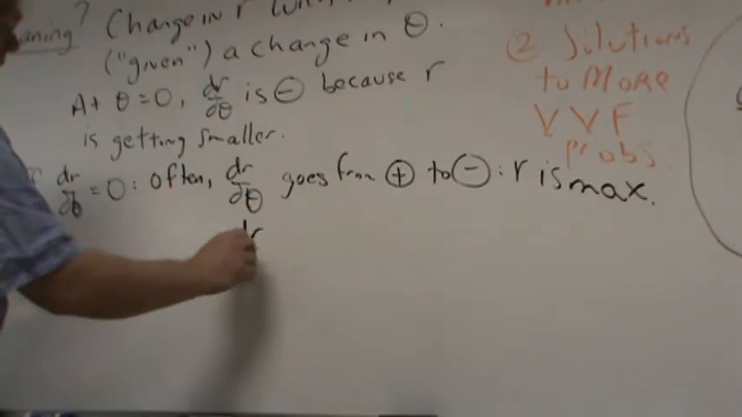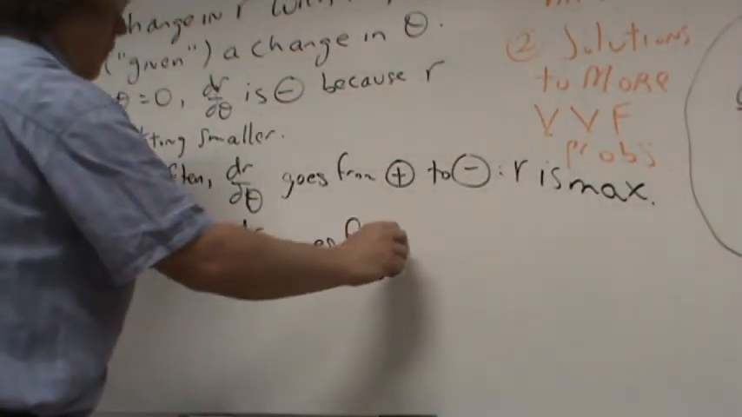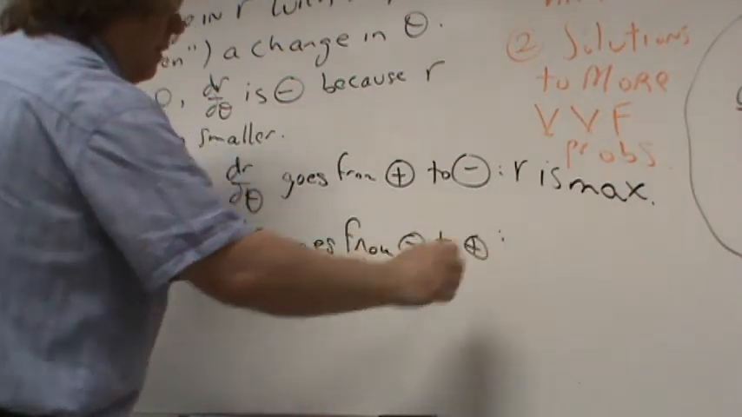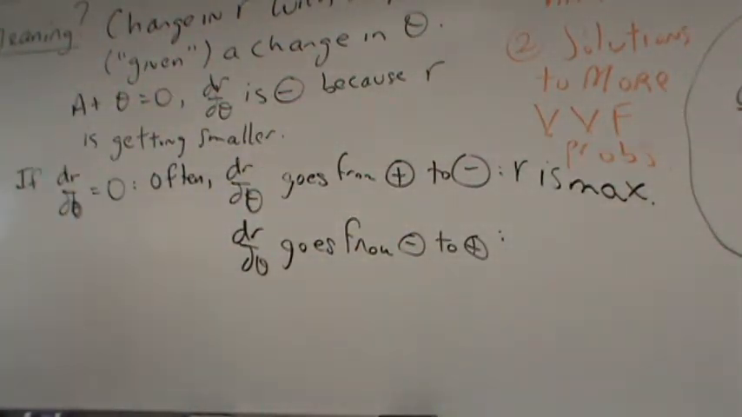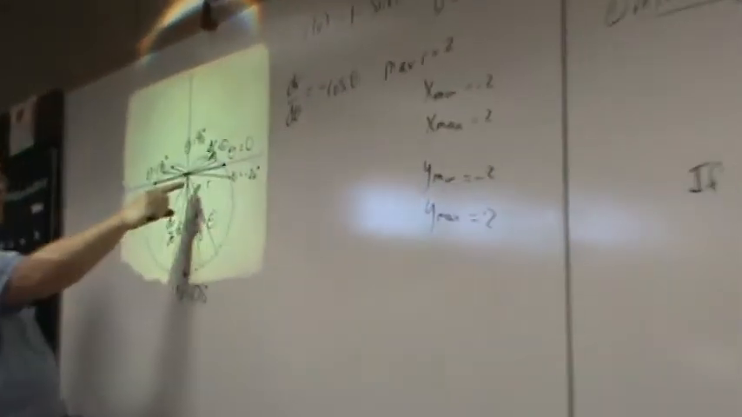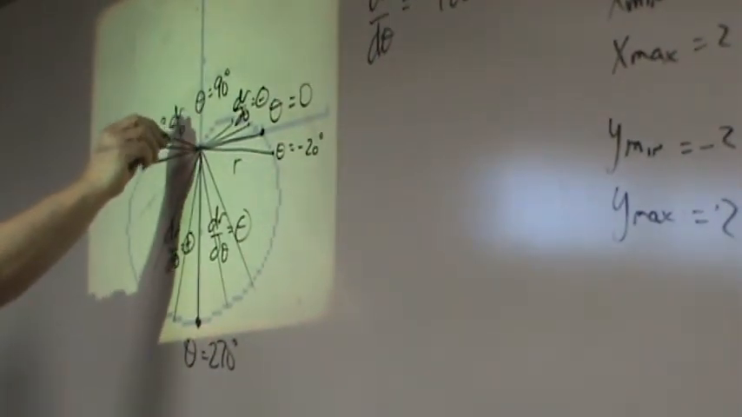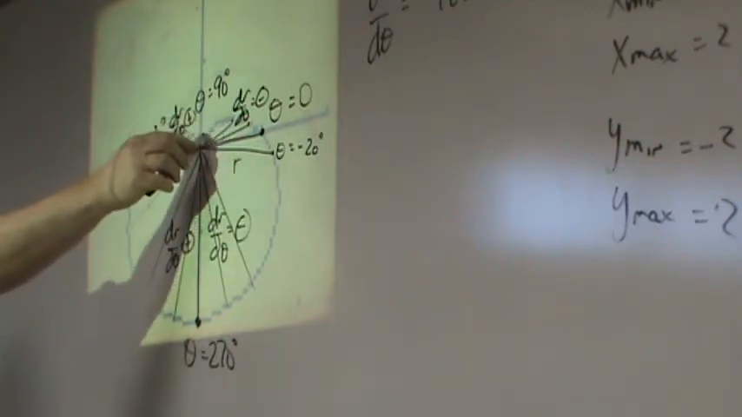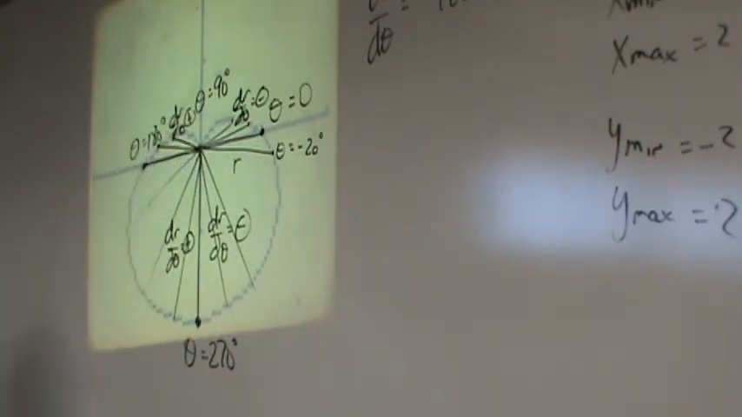Okay? Tell me, what if dr d theta goes from negative to positive? Now what does that make r? That is, here dr d theta is negative, and then here dr d theta is positive, because my r is getting smaller and smaller, then my r is 0, then my r starts getting bigger and bigger. What does that say about my r there? If r is getting smaller and smaller and then bigger and bigger, hope you get that it's a min. Great.